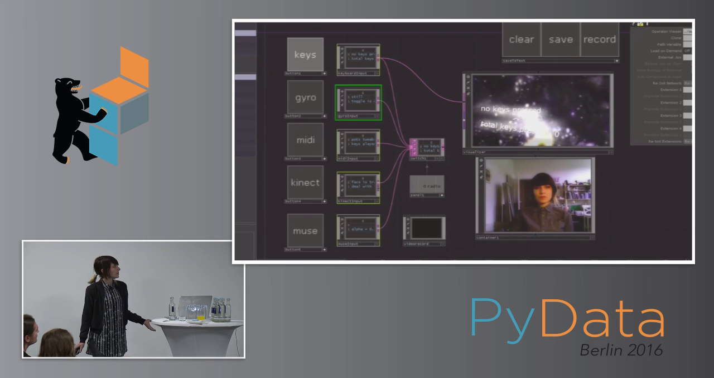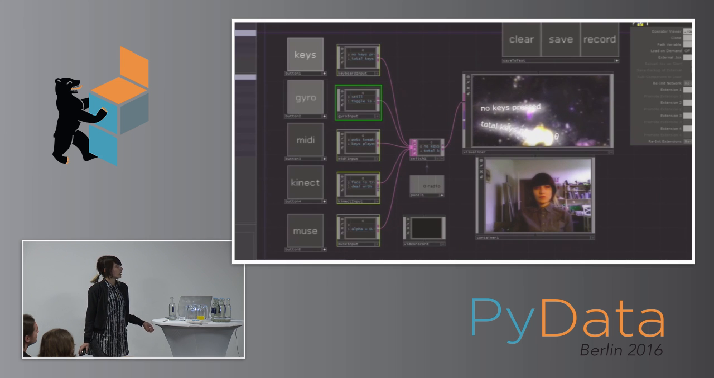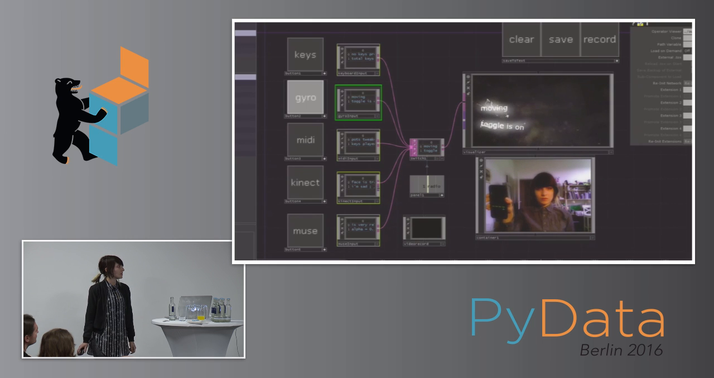So this is just displaying normal keyboard activity. This is displaying the gyroscope on my phone, whether or not I'm shaking it, and I can use the touchscreen as a toggle. I've set it up so that every single one of these inputs can go into the same visualizer, which is just some simple text and particles.